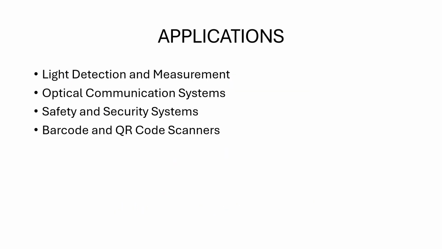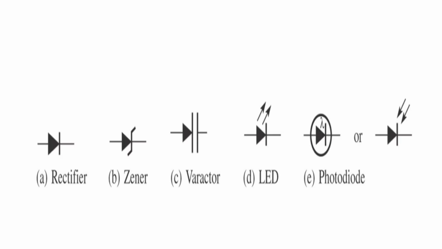We use photodiodes in light detection and measurement, optical communication systems, and safety and security systems, like in banks, ATMs, and museums. If you place the light source at the photodiode, whenever the light is not incident on the photodiode, the current is equal to the dark current. Whenever the dark current is detected, an alarm should warn with sound or light. We can use it in security systems, and barcode and QR code scanners also use photodiodes.